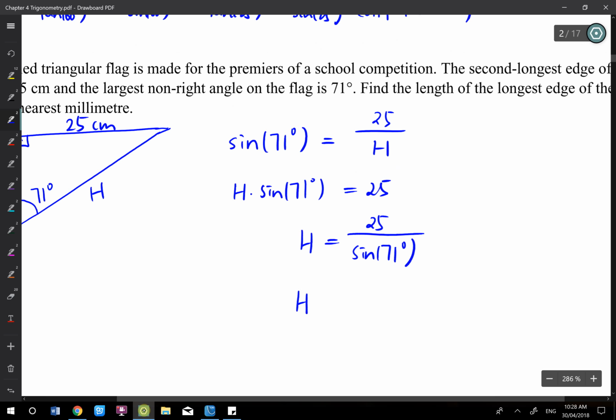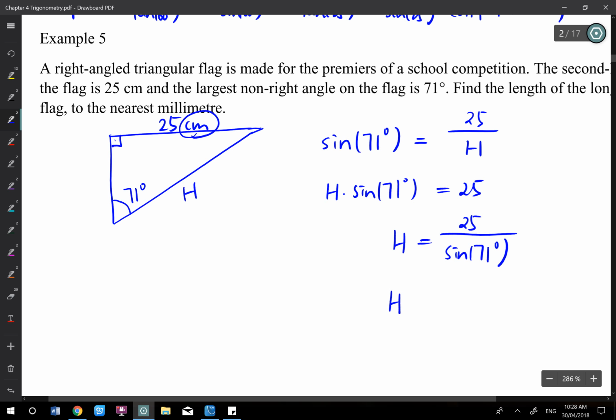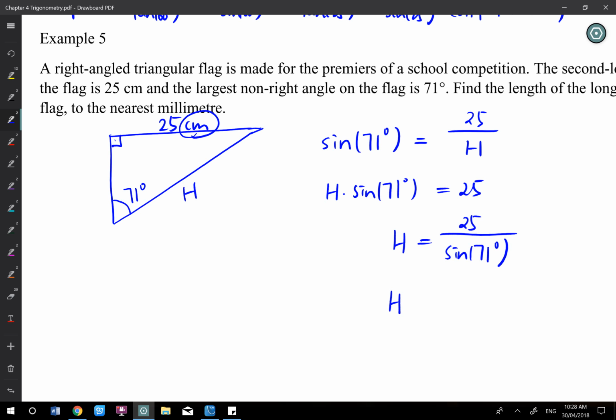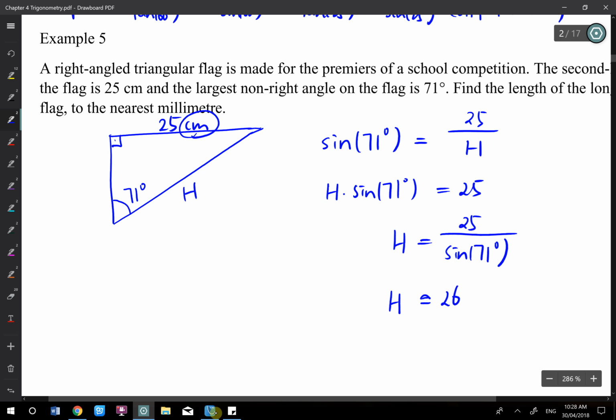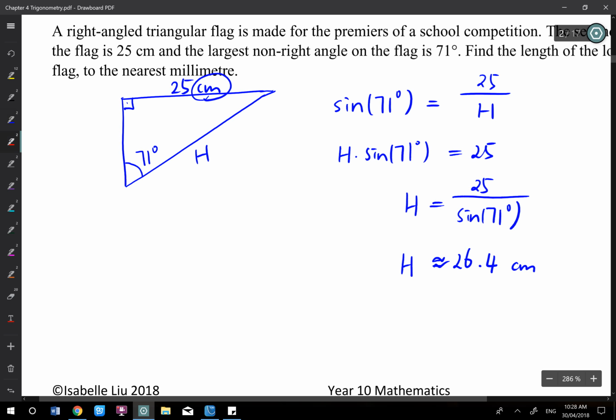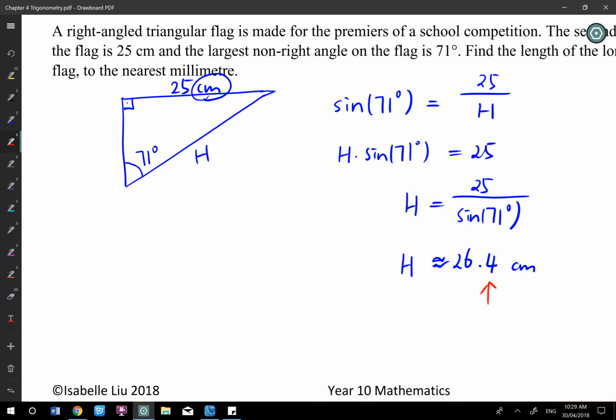Nearest millimeter. Okay, nearest millimeter. This is in centimeters. Millimeter is 1 decimal place, right? It's the 10th place. So it's 26.4 centimeters. Okay, this is rounded to the nearest millimeter already. You don't need to give your answer in millimeters, but you will round to that place. Okay, so the 10th place is the millimeter. So I'll round it to 1 decimal place. That will give me 26.4 centimeters.